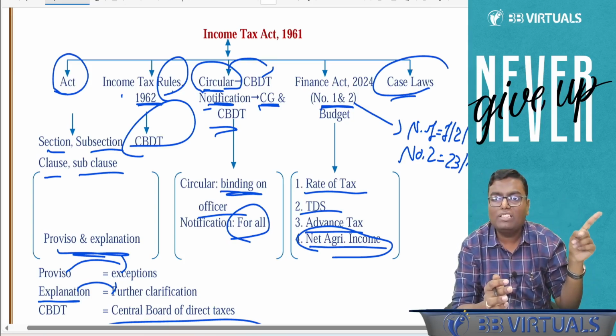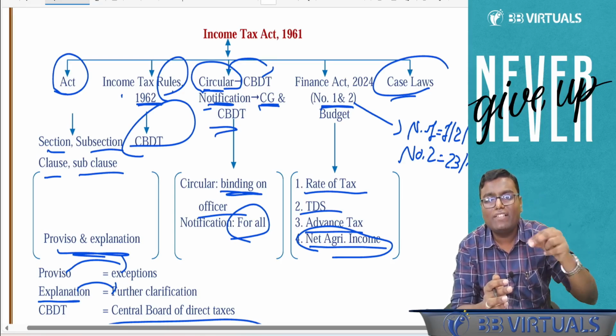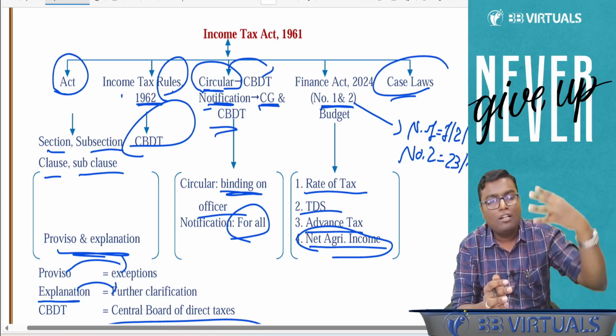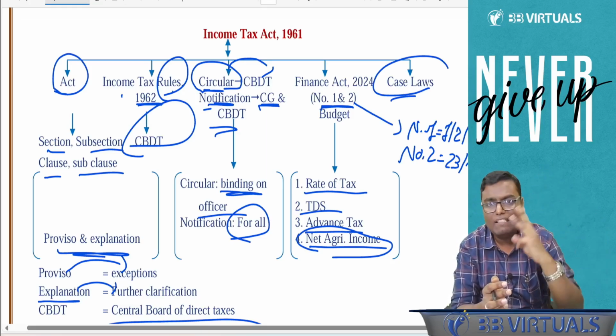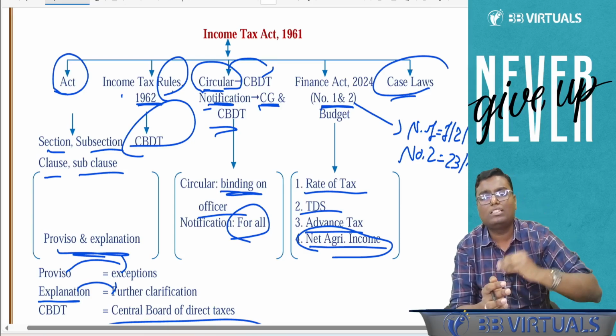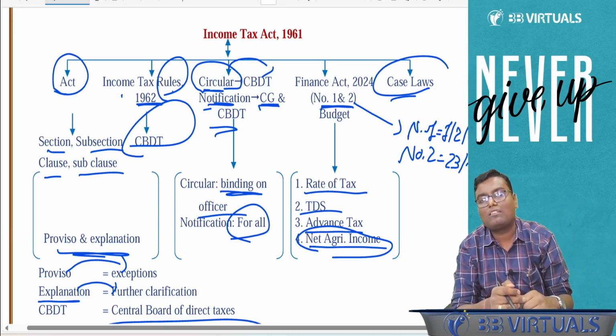Number 1 came on which date? 1st February 24. Number 2 came on which date? 23rd July 2024. 4 parts of budget are there. First, rate of tax. Second, TDS. Third, advance tax. Fourth, net agriculture income. And fifth, we will study all about case law.